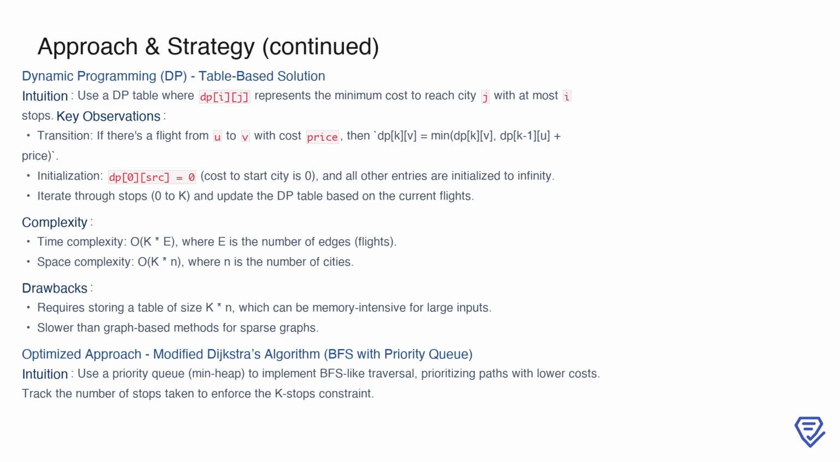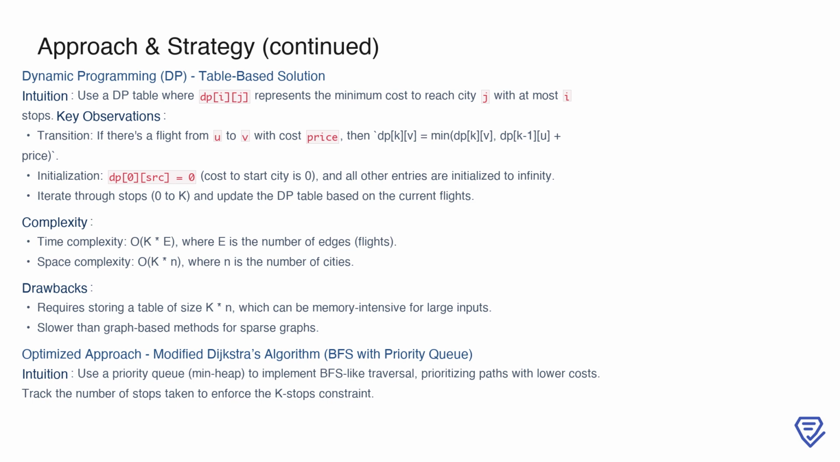To improve on the brute force approach, we can use dynamic programming, or DP, to solve the problem more efficiently. The core idea is to use a DP table where each entry, DP[i][j], represents the minimum cost to reach city j with at most i stops. For the transition, if there's a flight from city u to city v with a certain cost, we update the table using the formula DP[k][v] = min(DP[k][v], DP[k-1][u] + price). Initially, we set the cost to start at the source city to 0, represented by DP[0][src] = 0, while all other entries are set to infinity.